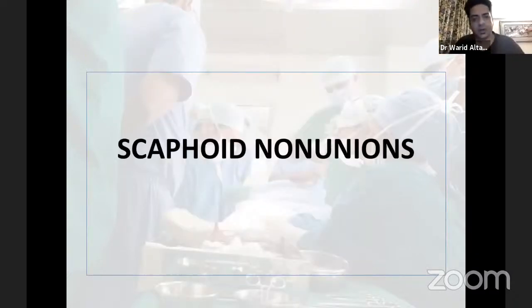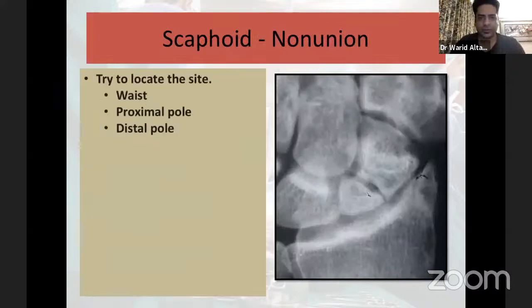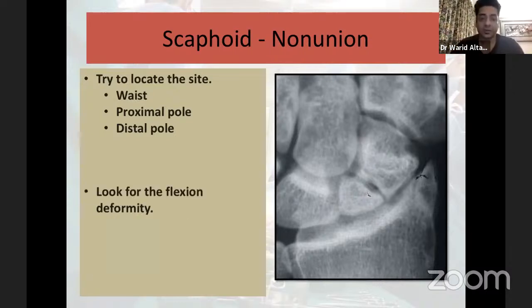So, quickly coming on to scaphoid non-unions. Scaphoid non-union is completely different. We always need open reduction. How do we diagnose and approach it? First, try to find out where the non-union is. Is it the waist? Is it the proximal pole? Or is it the distal pole?